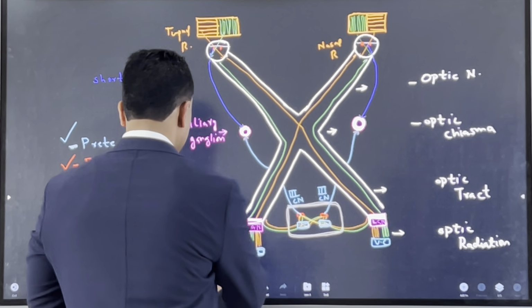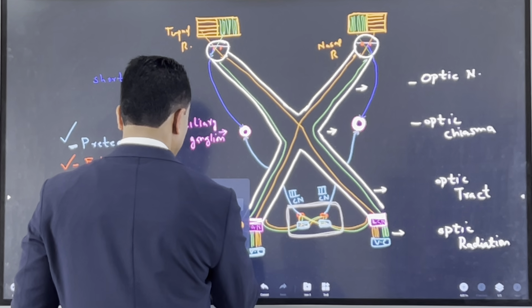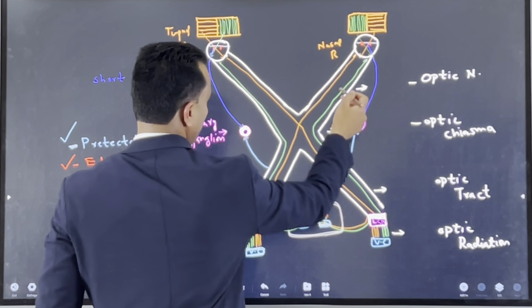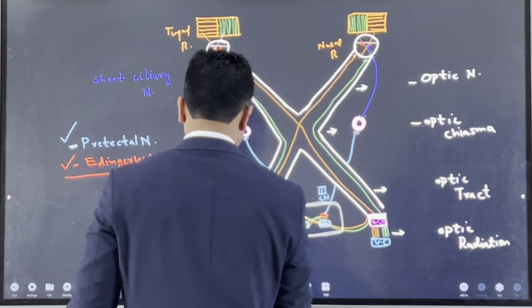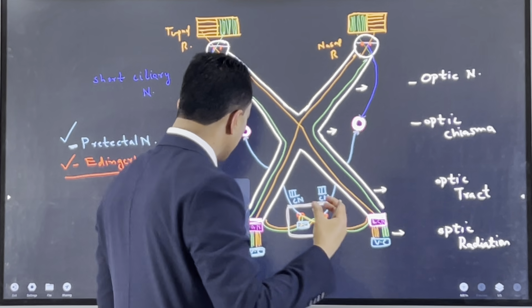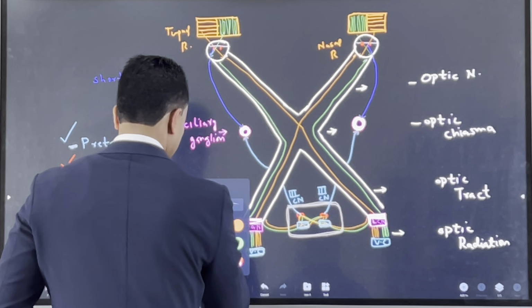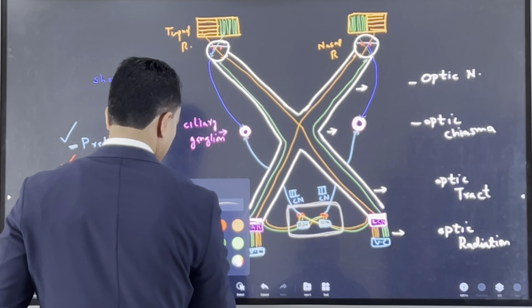So what happens if there is an injury, like any injury in the optic nerve? Suppose one person has an injury in the right optic nerve. It means there will be complete loss of vision in the right eye. So that is called anopia.